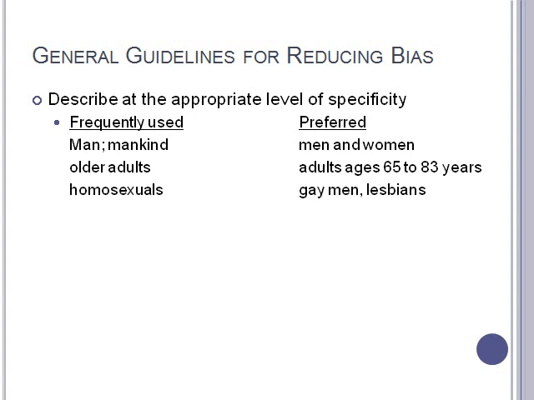Another one would be homosexuals, referring to all people who have a sexual orientation other than heterosexual. Again, lots of things wrong with that. One being that it implies there's no difference between men and women who have a sexual orientation that's not heterosexual. So preferred terms would be gay men or lesbians. And we'll talk more about sexual orientation also in just a little bit. So you want to be appropriately specific, and generally this means not using vague terms, being more specific.